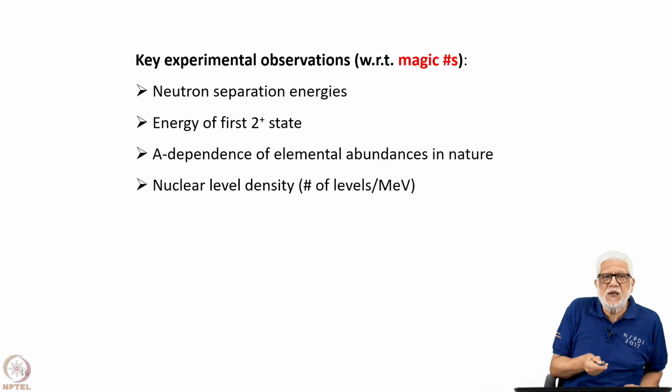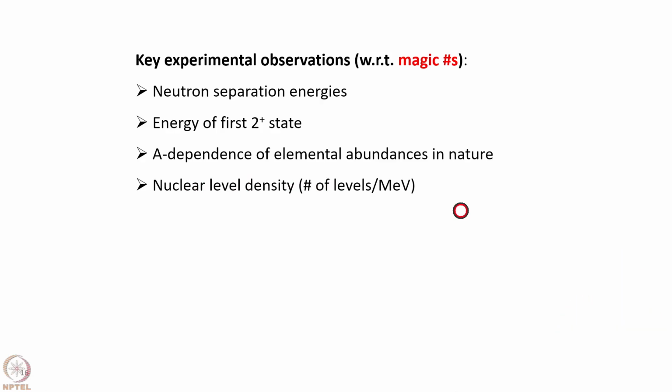So these observations came from neutron separation energies. I mean, these are 4 listed. There are a few more, and we will come to that in the next lecture. The data comes from neutron separation energies as a function of N, Z and A, the energy of the first 2 plus excited state, the A dependence of the elemental abundances in nature, and of course the nuclear level density as a function of A. So these are some of the evidences. There are more that we will discuss later, the alpha separation energies also and so on.